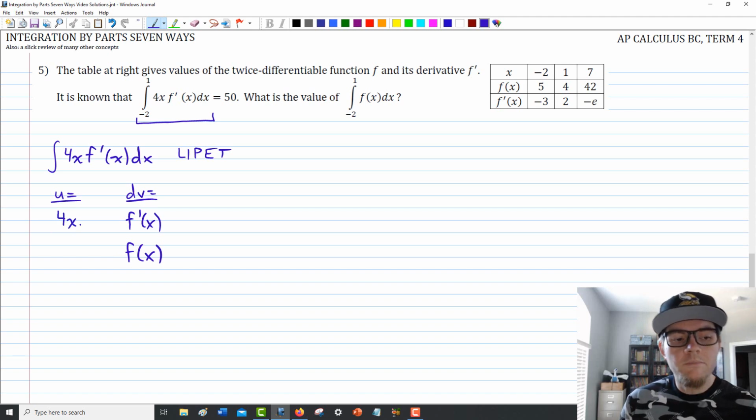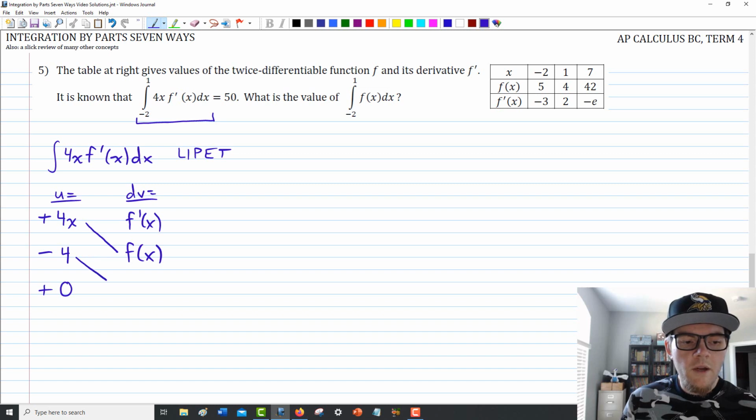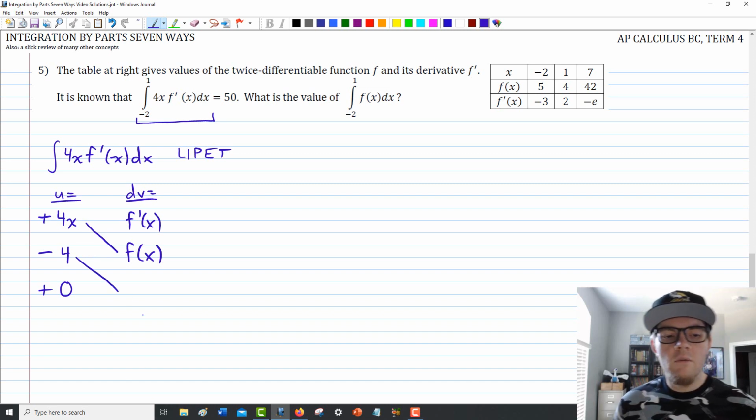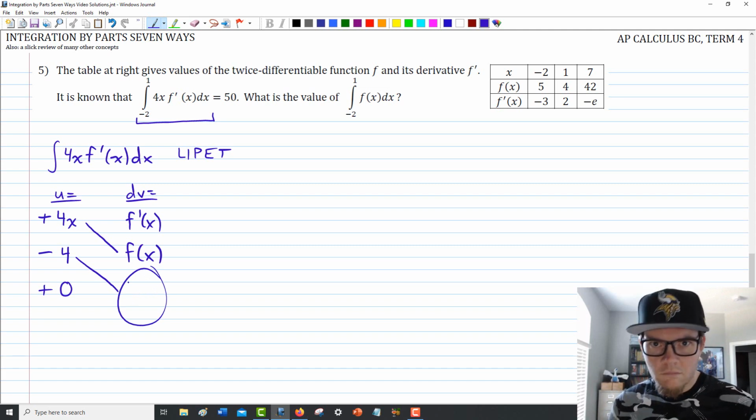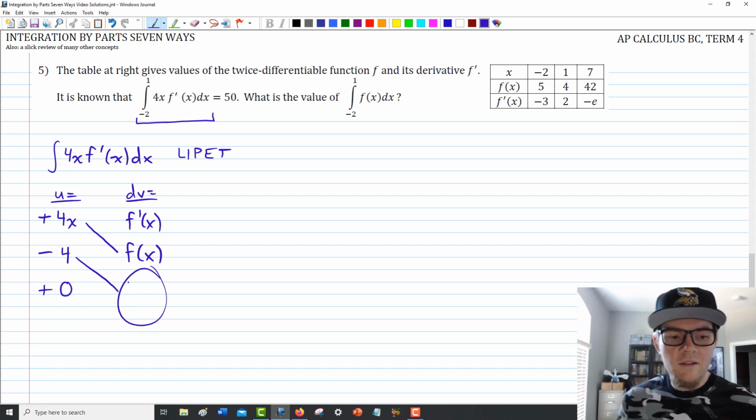So let's follow that through. That forces u to be 4x. That means du would be 4, and then we differentiate one more row to get 0. There's a problem though. When we go and set up the plus minus plus stuff and we start to tic-tac-toe, you'll notice right away what I'm already noticing, which is what? There's nothing there. There's nothing happening. There's no function there.